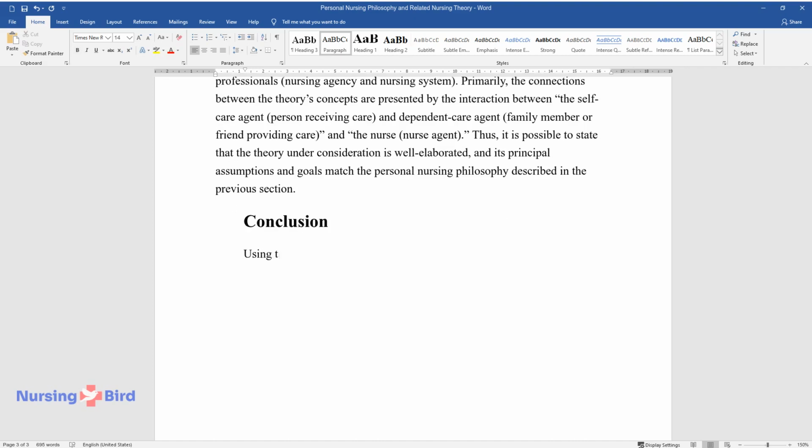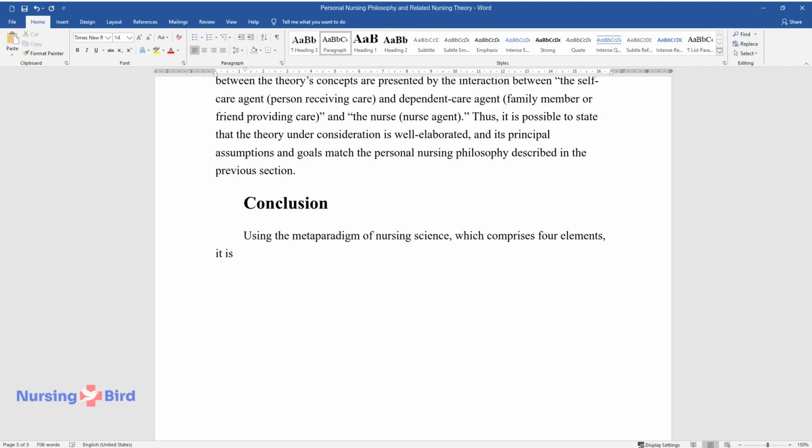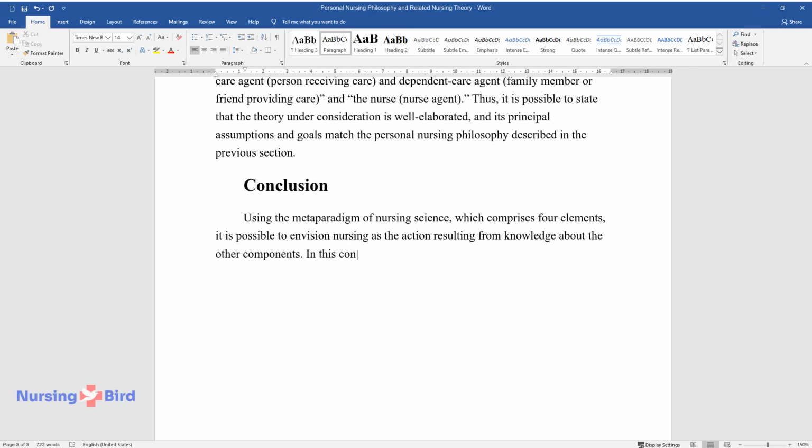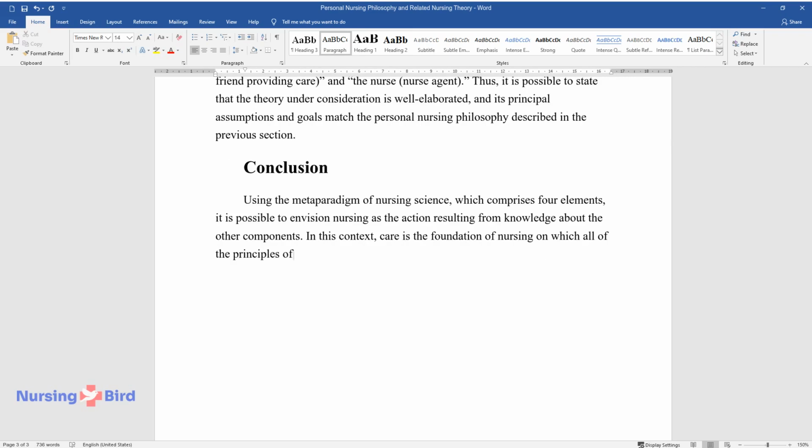Conclusion. Using the metaparadigm of nursing science, which comprises 4 elements, it is possible to envision nursing as the action resulting from knowledge about the other components. In this context, care is the foundation of nursing on which all of the principles of evidence-based practice are based.